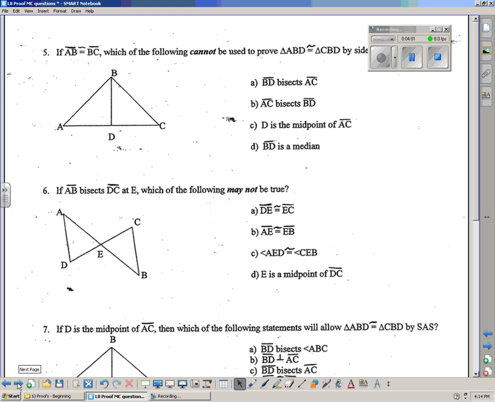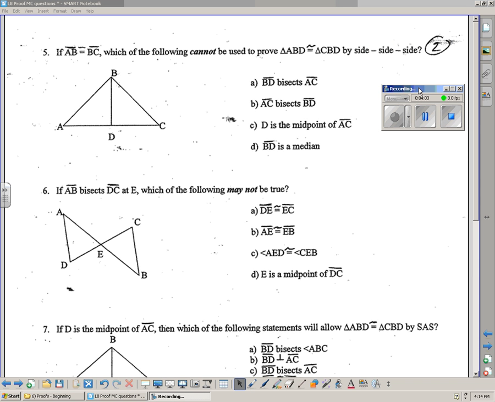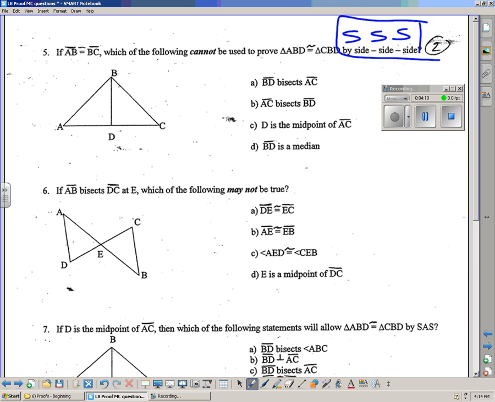All right, number 5. It says if AB is congruent to BC, which of the following cannot be used to prove the triangles congruent by side, side, side? So we're being asked, we need to use side, side, side. So let's see, AB congruent to BC, that's our given.